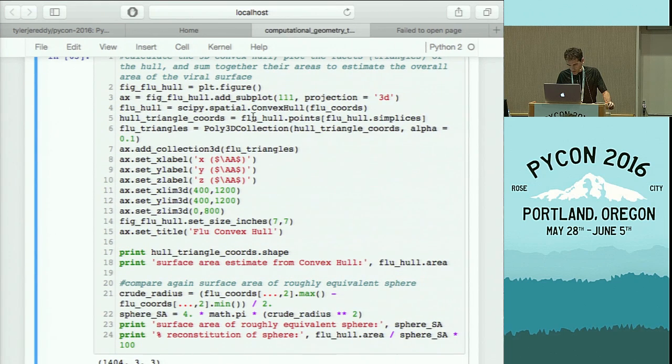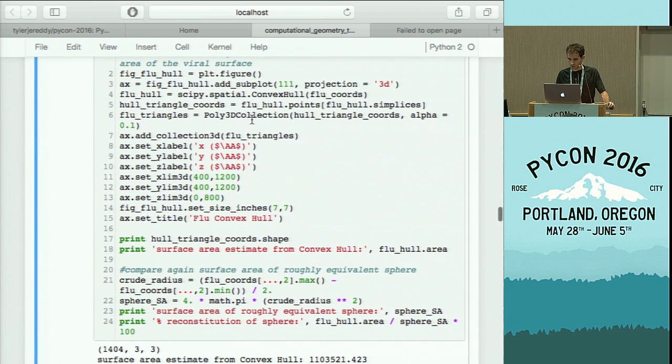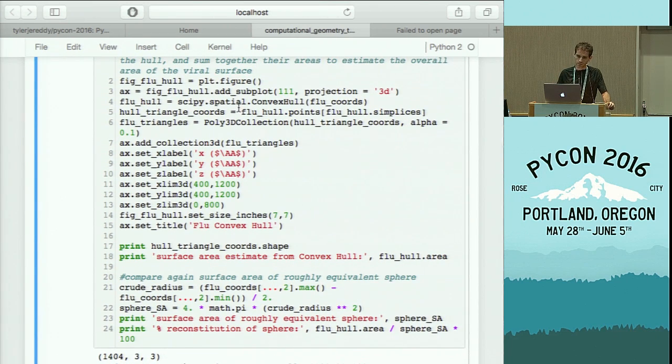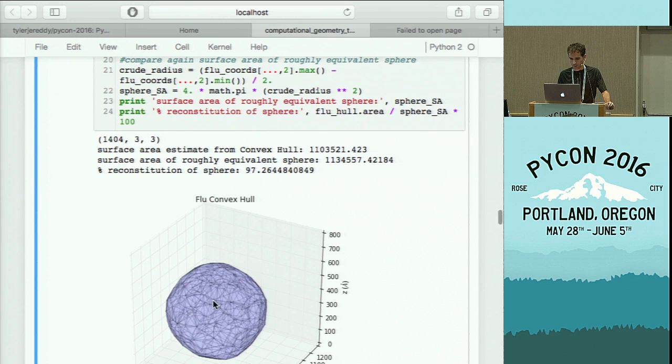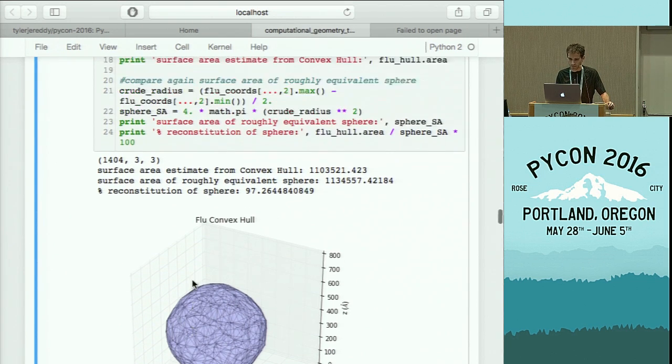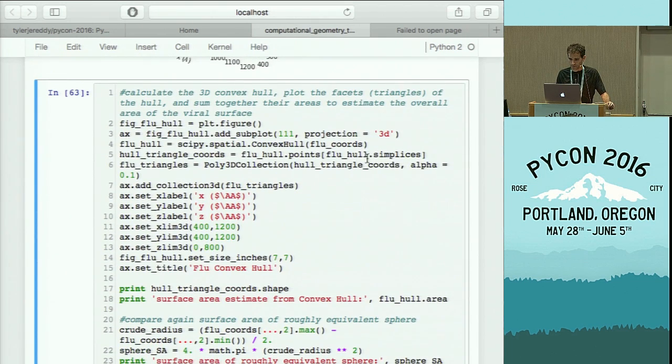So here we're just using the SciPy spatial convex hull object, and here we're doing a bit more manual work. We're taking the input data points. So flu hull is the instance of the convex hull object. We're accessing its points, the original data points, and then indexing that to the simplices. These are the indices of the original data points that form the triangles of the convex hull. That gives us the actual coordinates of the triangles. All of these triangles that we can see here come out by indexing the simplices.